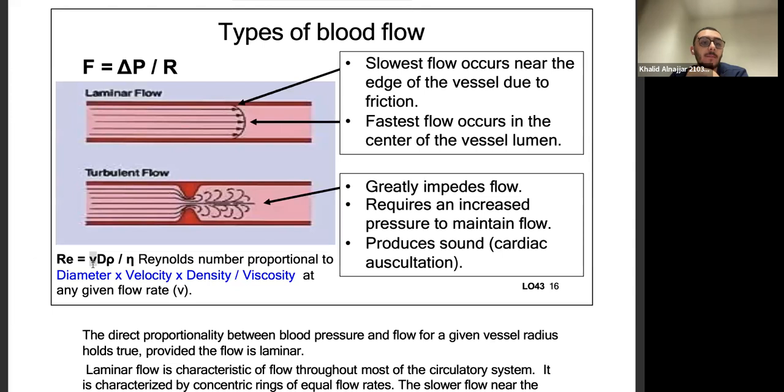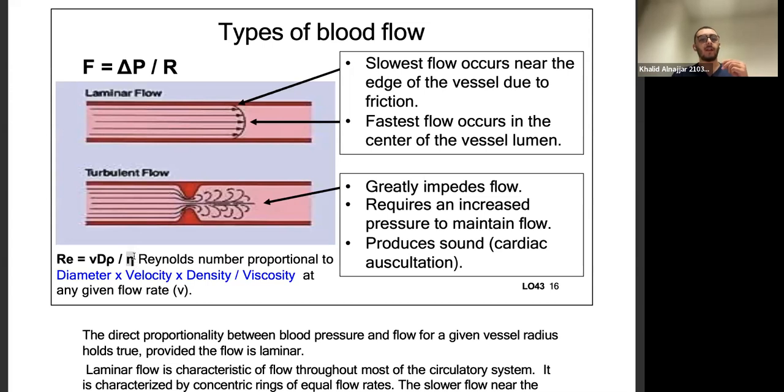Okay? If the diameter is wide, there is a higher tendency or a higher risk for the flow to be turbulent. If the density of the blood is more, the Reynolds number will be higher, meaning more risk for the flow to be turbulent. Those three are directly proportional to Reynolds number. The denominator, which is the viscosity of the blood, is inversely proportional to Reynolds number.